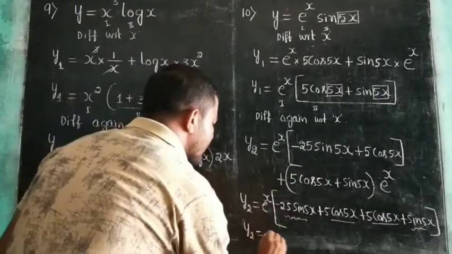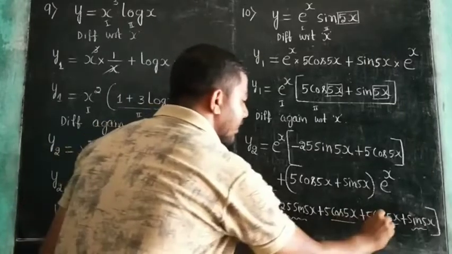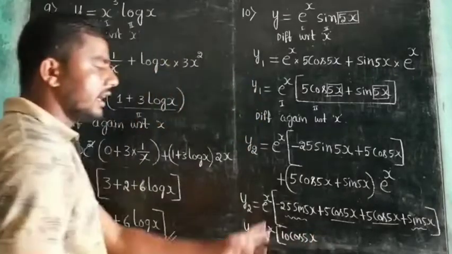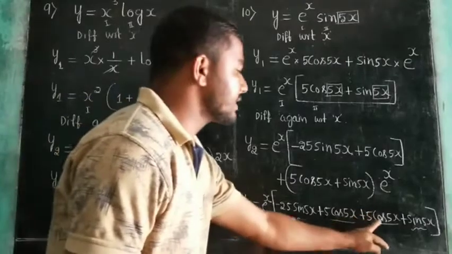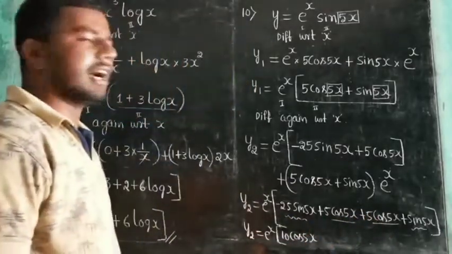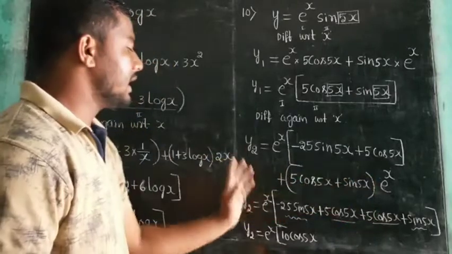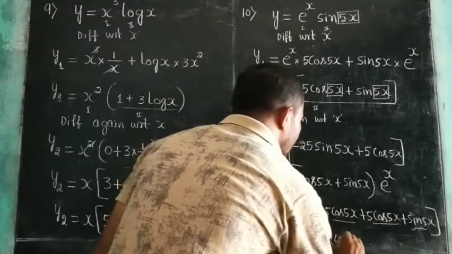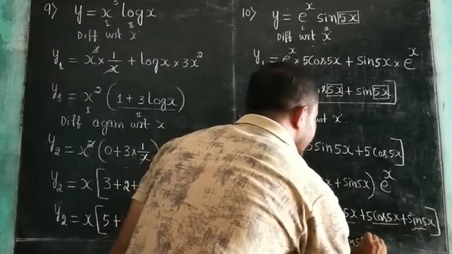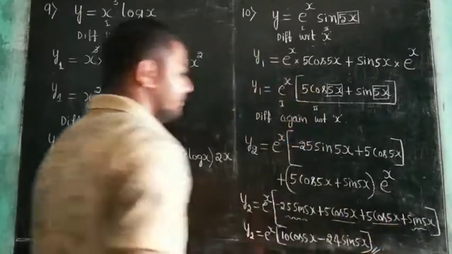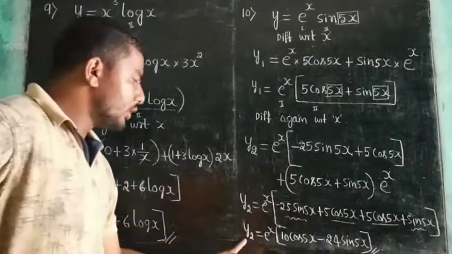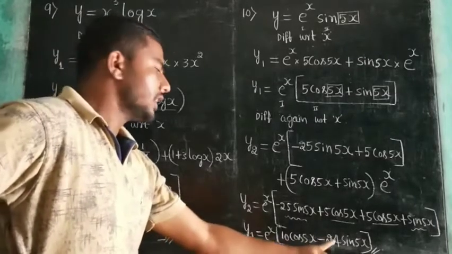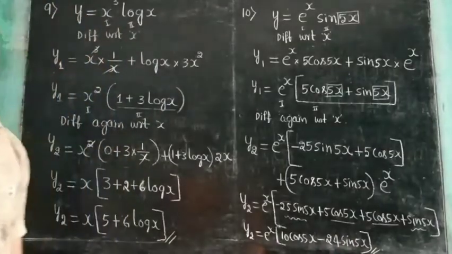So the final answer, that is y2 is equal to e power x into 10 cos 5x. Here 5 cos 5x is there and 5 cos 5x is there; combined, it is 10 cos 5x. Subtracting 25 sin 5x from 1 sin 5x, what do you get? Minus 24 sin 5x. This is the final result: y2 is equal to e power x into 10 cos 5x minus 24 sin 5x.